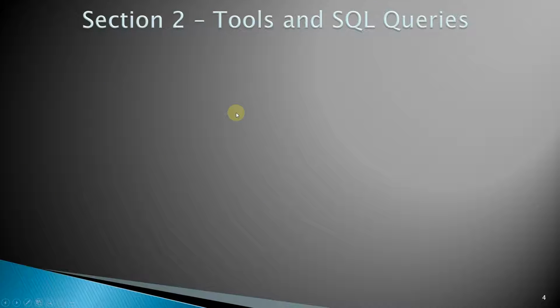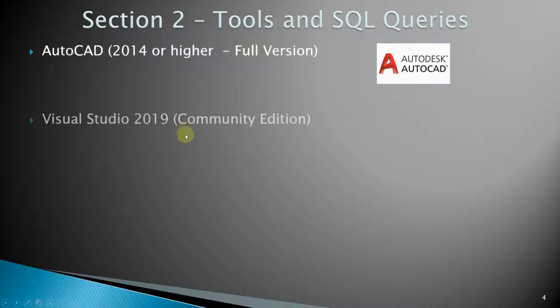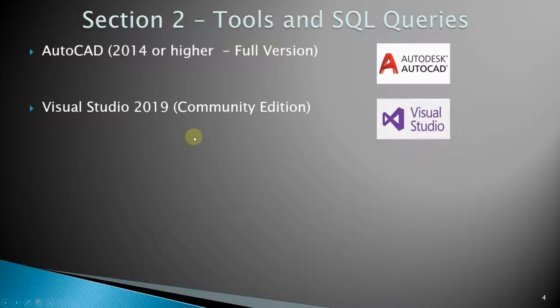Welcome to section 2 of this course, Tools and SQL Queries. In this section, we will identify the tools needed for this course. The first one is AutoCAD. You need a full version from 2014 or higher. The next one is Visual Studio 2019 Community Edition. We will use this to code our C# program.